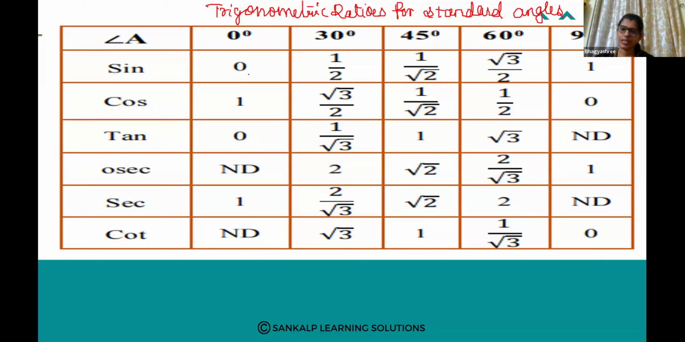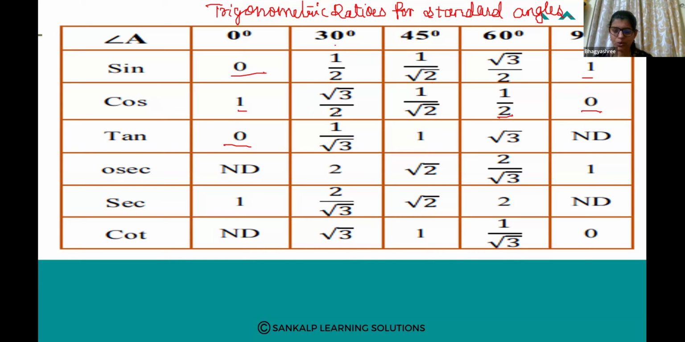Okay, sin 0 is 0, sin 30 degree is 1 by 2, sin 45 degree is 1 by root 2, sin 60 degree root 3 by 2, sin 90 degree 1. Cos 0 degree 1, cos 30 degree root 3 by 2, cos 45 degree 1 by root 2, cos 60 degree 1 by 2, cos 90 degree, that's equal to 0. Again, tan 0 degree is 0. So you must know all these values by heart. Okay, so tan 0 is 0, tan 30 degree is 1 by root 3, tan 45 degree is 1. So 0 by 1, that's equal to 0.